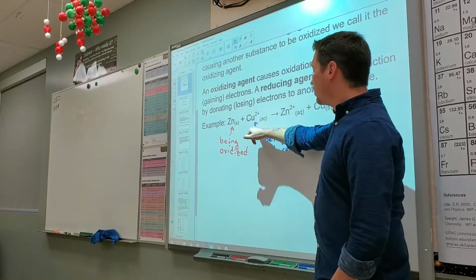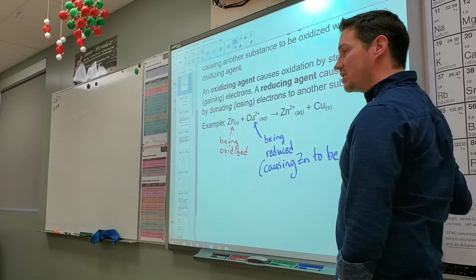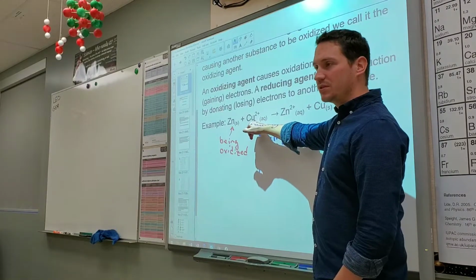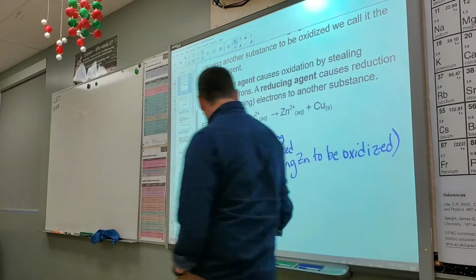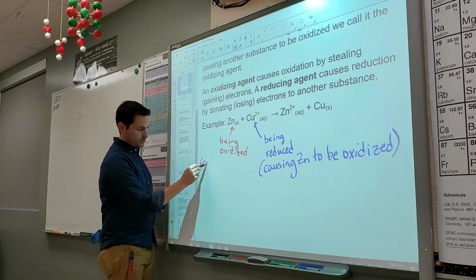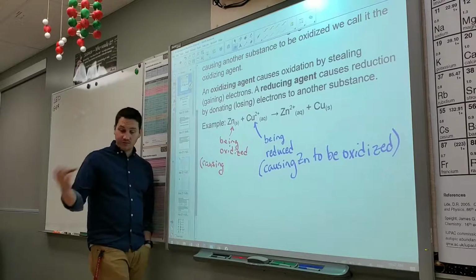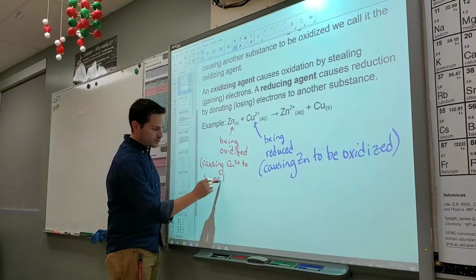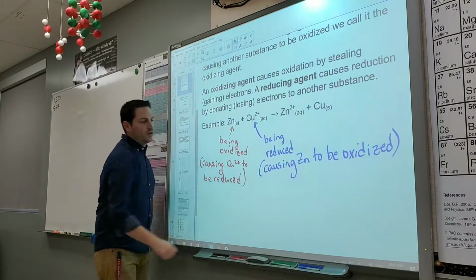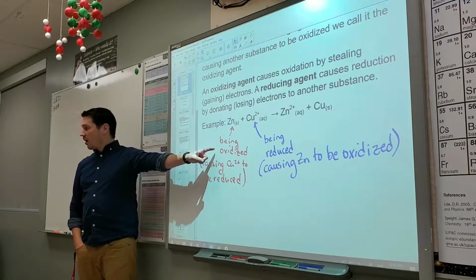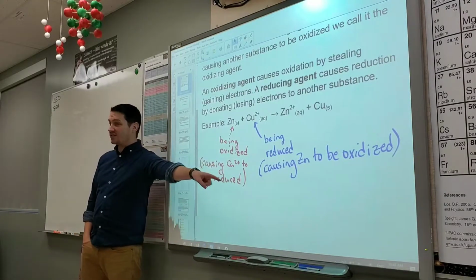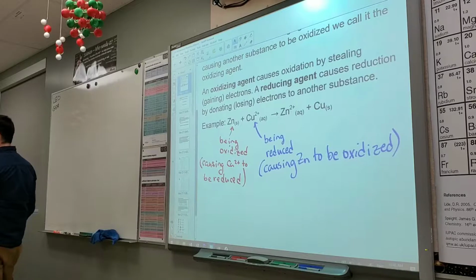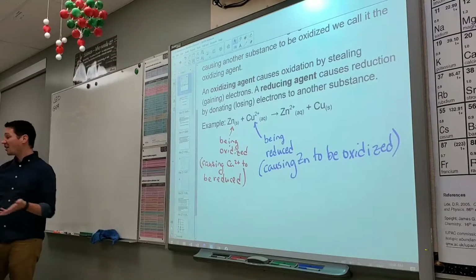Is the thing that's being reduced also the reducing agent? No. What's causing copper to be reduced in here? The zinc. The zinc is forcing Cu2+ to be reduced. So the thing that's being oxidized is causing something else to be reduced. We call it the reducing agent. If something is being oxidized, it's the reducing agent. If something is being reduced, it's the oxidizing agent.